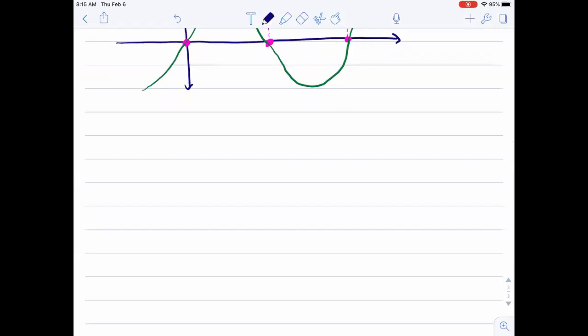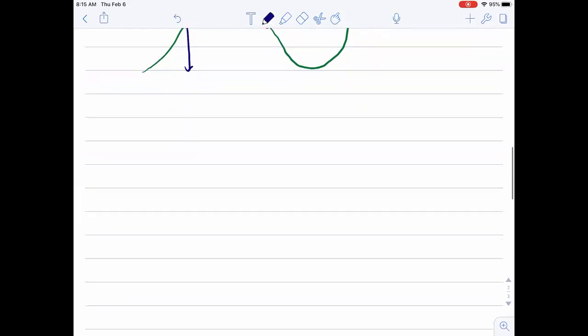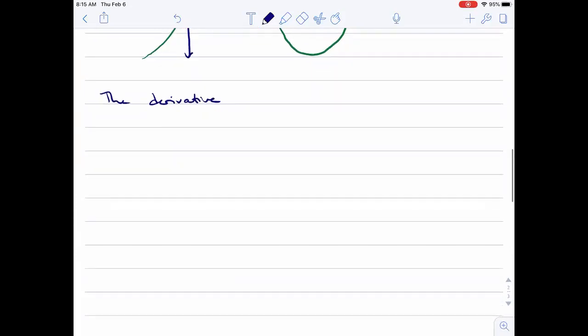So the derivative doesn't necessarily exist at every single point. Things that we need to keep an eye out for are essentially places where the slope of the tangent line can't be fixed. So the derivative may not exist at every point.